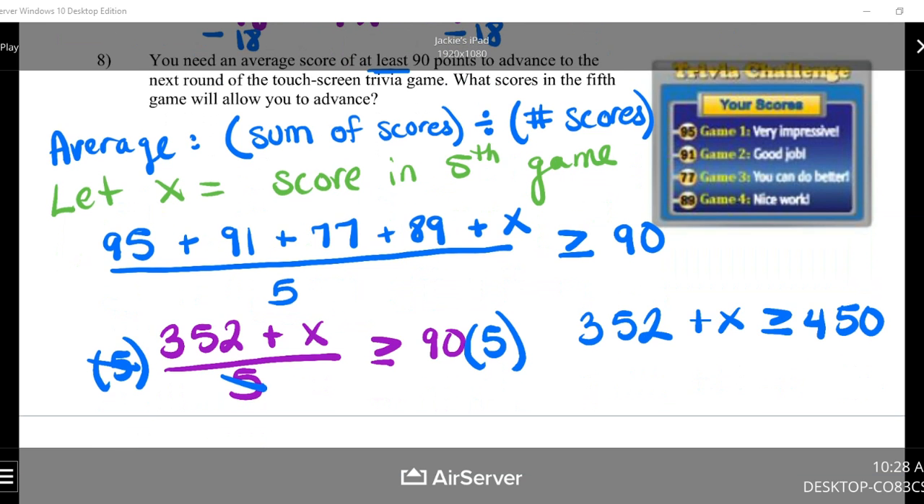So to solve, to find values of x, possible values in that game 5 to be able to advance, we're just going to subtract 352 from both sides. Okay, so the values of x, meaning the score in the fifth game, need to be at least a 98 in order for you to advance.